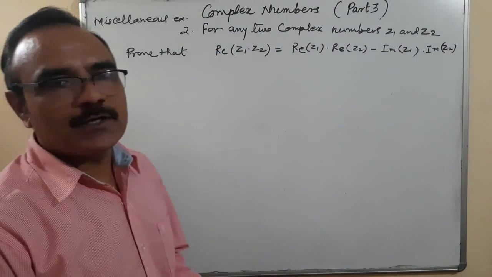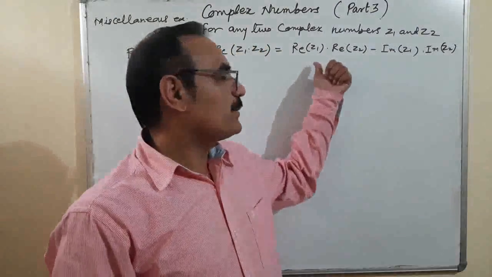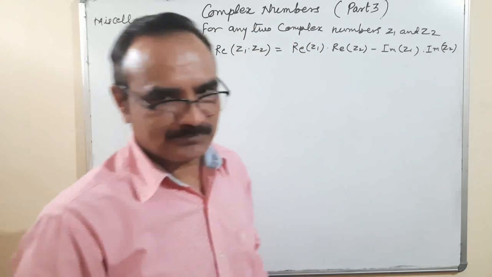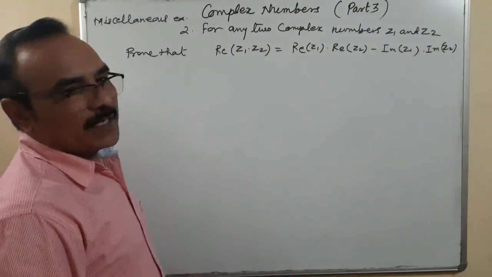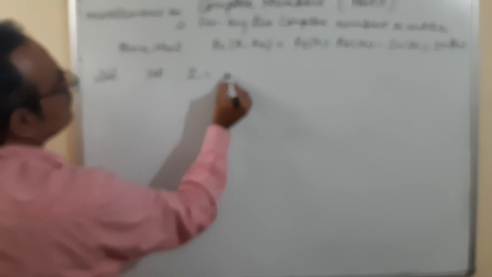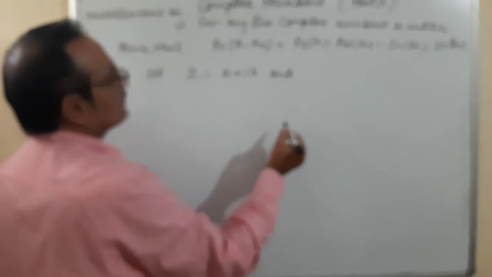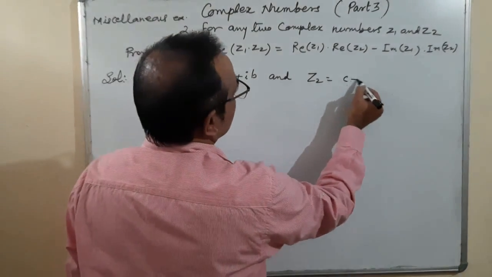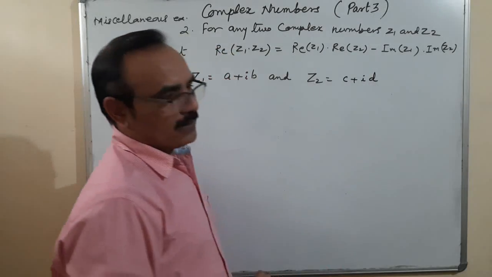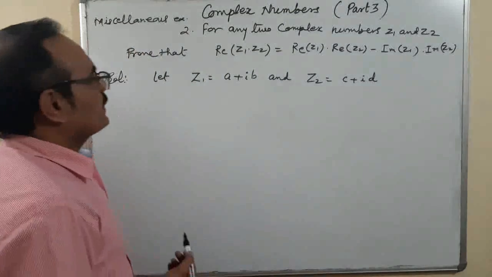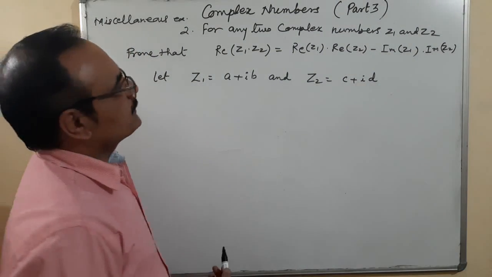Real part of Z1 Z2 is equal to real part of Z1 into real part of Z2 minus imaginary part of Z1 into imaginary part of Z2. For any two complex numbers Z1 and Z2, we'll consider, let Z1 is equal to a plus ib and Z2 is equal to c plus id. You will consider any two complex numbers in the form of Z1, Z2.